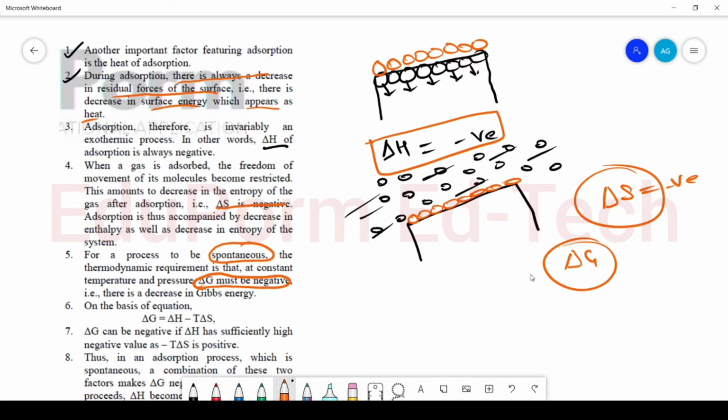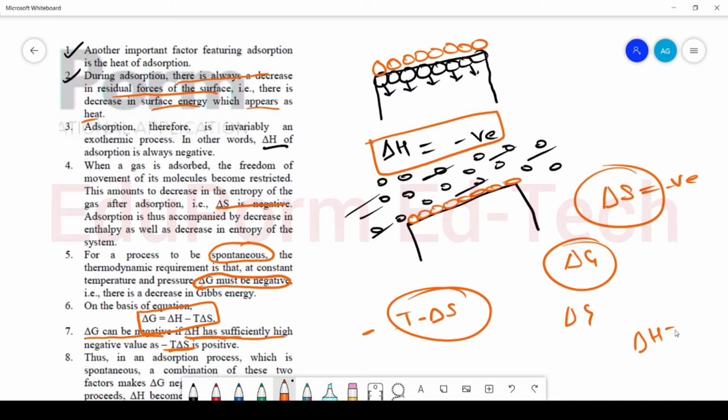should also be negative. We know that delta G is equal to delta H minus T delta S, and delta G can be negative if delta H, that means change in enthalpy, has a sufficiently high negative value as minus T delta S is positive. Okay, we have this minus sign here for T delta S, and we have studied that this delta S is negative. So minus minus will give a positive value to minus T delta S. So to make delta G negative, the value of delta H must be highly negative.